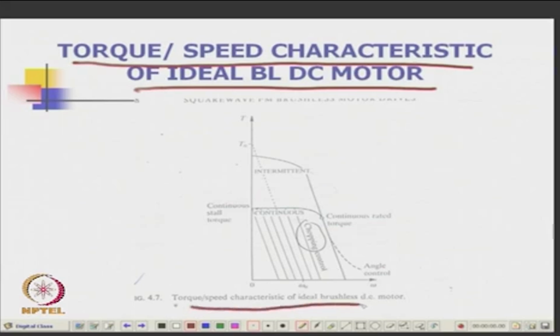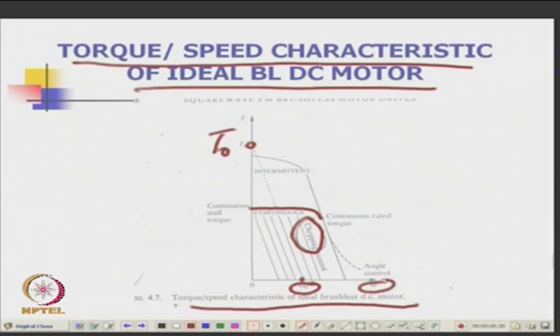So, the torque speed characteristic will be, this is chopping control, you can have a different family of characteristics here, right. So, this can be a continuous stall torque at this point, and this is the stall torque and this is the omega naught, the no load speed.